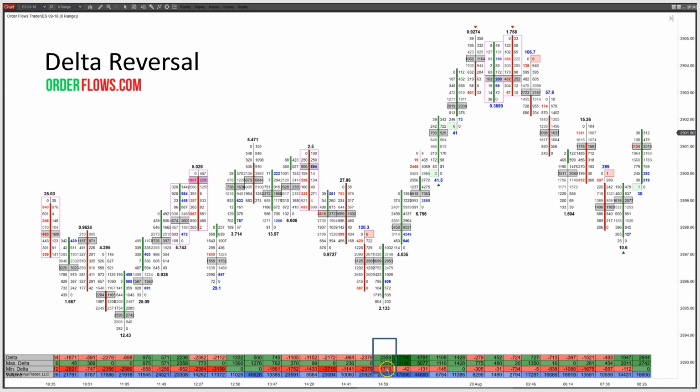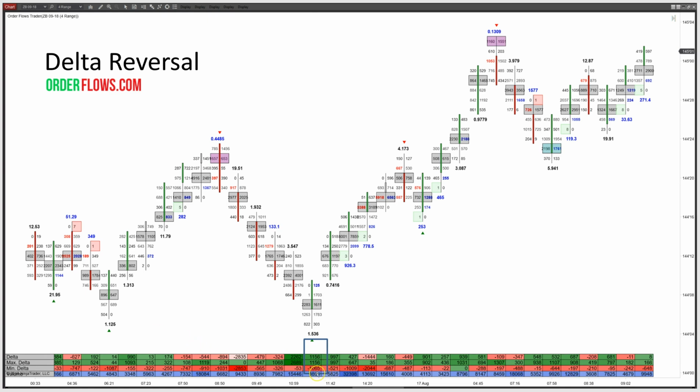Something happened in here where traders said, hey, this is a cheap price. And they start buying. They buy, buy, buy. The market changes internally, and it closes with very strong positive delta. It went from a very strong negative delta to a strong positive delta. And you see how the market rallied from 28.97 all the way up to 29.04.